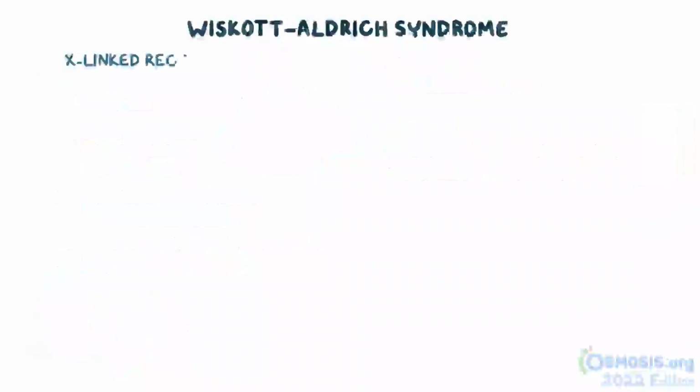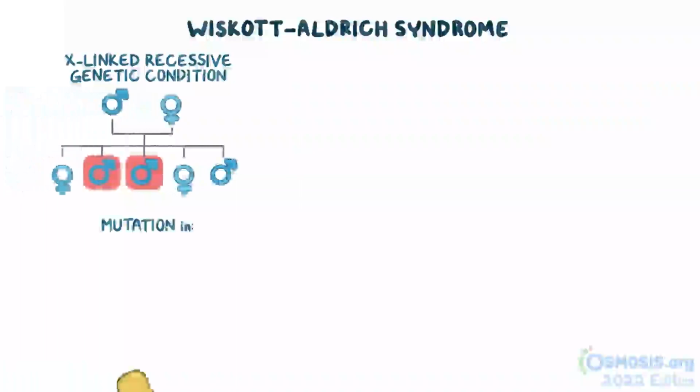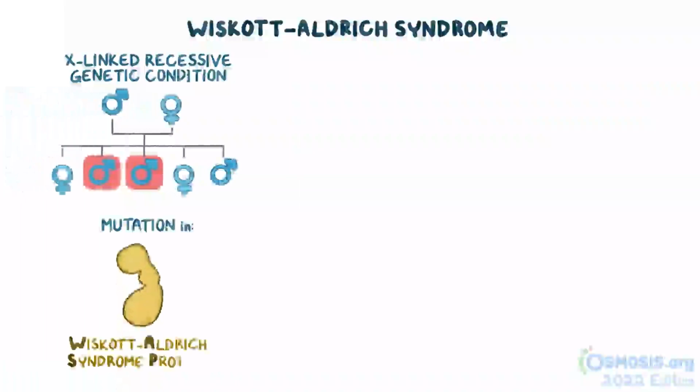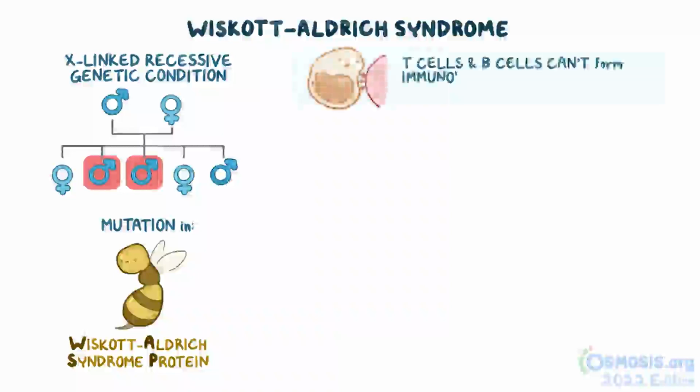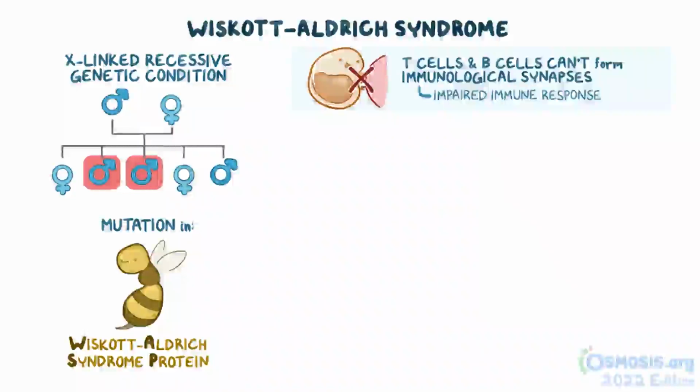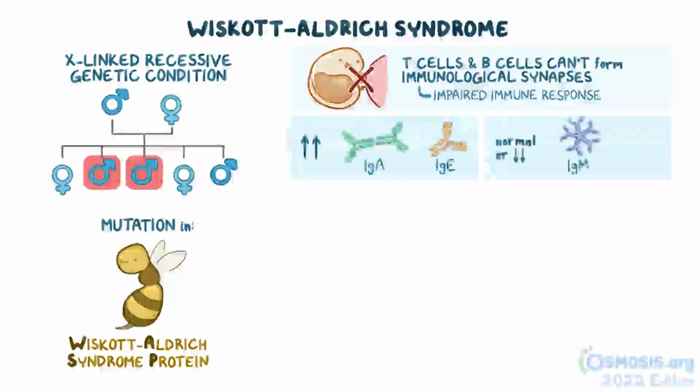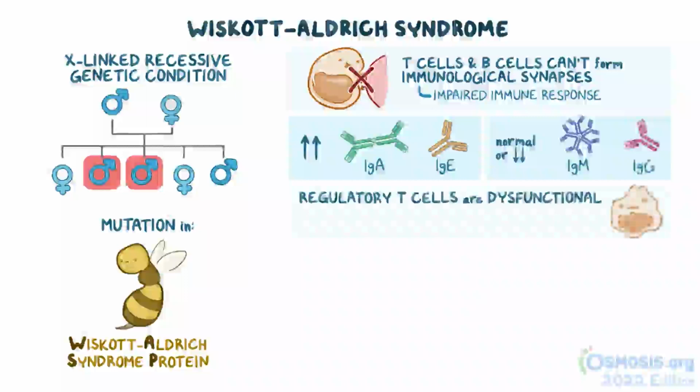Wiskott-Aldrich syndrome is an X-linked recessive syndrome caused by a mutation in the so-called Wiskott-Aldrich syndrome protein, or WASP. Lack of this protein affects the cytoskeleton of hematopoietic cells. As a result, T cells and B cells aren't able to form an immunological synapse, resulting in an impaired immune response. For unclear reasons, this leads to an increase in IgA and IgE antibodies and normal or decreased levels of IgM and IgG antibodies. Regulatory T cells are also dysfunctional, making autoimmune diseases and cancers more likely.